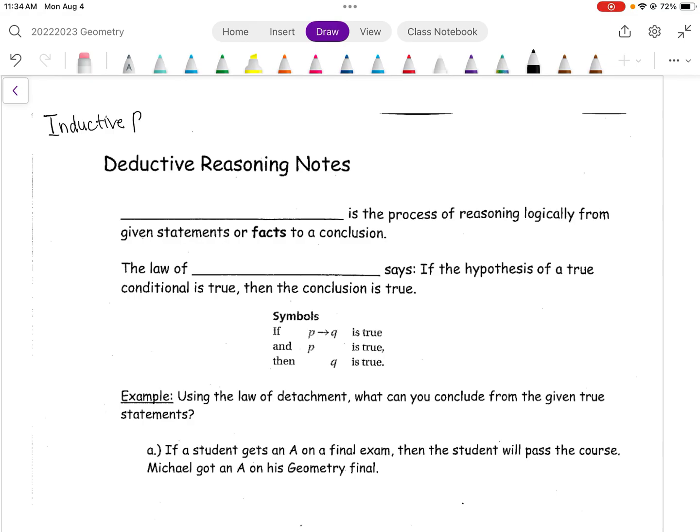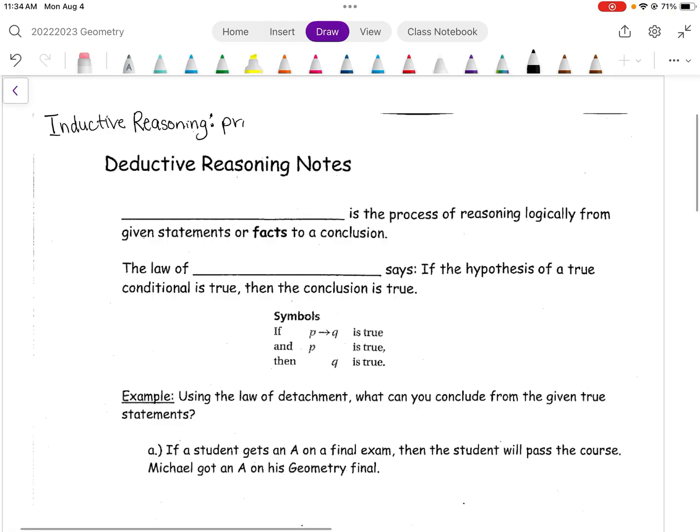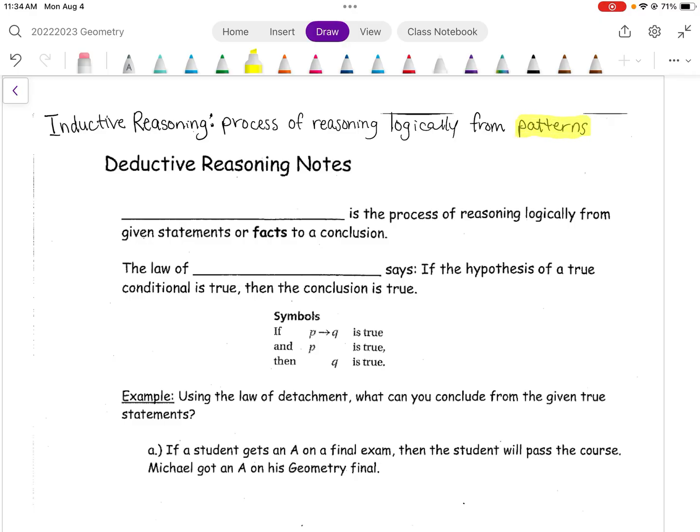Inductive reasoning is the process of reasoning logically from patterns or observations, something like that. Key word here, patterns.